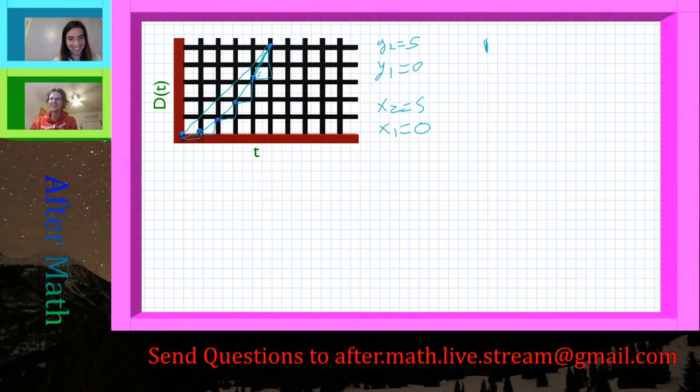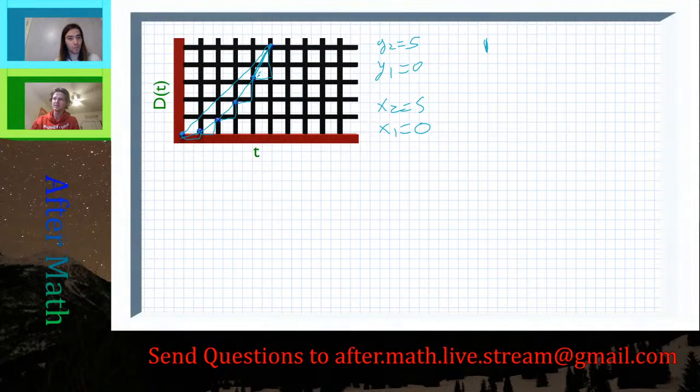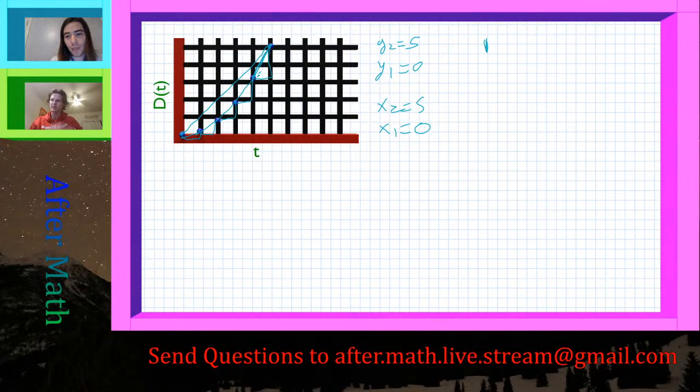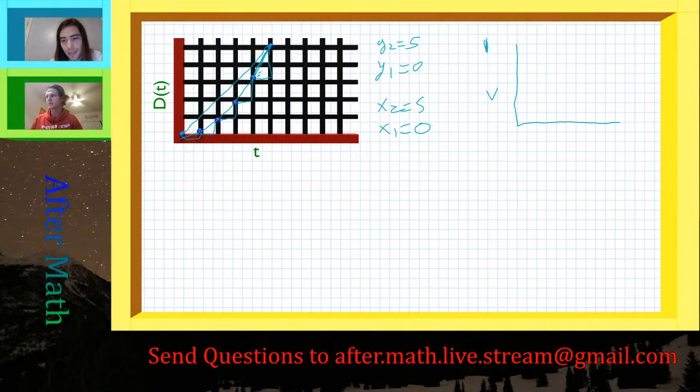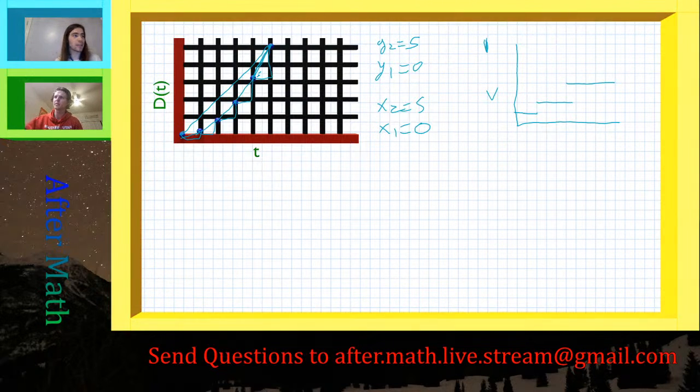Okay, but right now, Jaden, what we're finding is not the instantaneous velocity. These are all going to be average velocities between those 2 points. So if we looked at our velocity graph, it would kind of look something like this. We'd get this kind of stepping effect, where our v between those time frames would be the same, and it would step up and step up and step up because we'd be getting all these different average velocities.